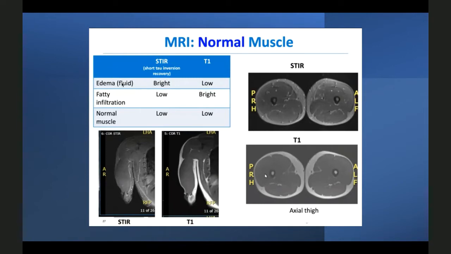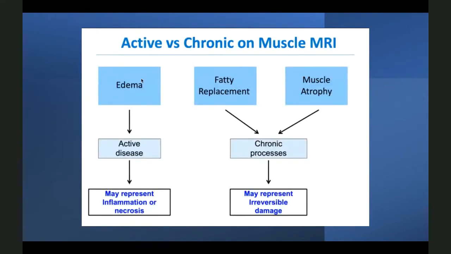So these are the two main things that we focus on when we are looking at the muscle MRI for myopathies. And of course, in the normal muscle, it will be low for both STIR and T1. We would not see any changes in that. So having said that, we are going to talk a little bit about the MRI. So edema, if we do see edema, it represents active disease. That means it may be inflammation or necrosis.